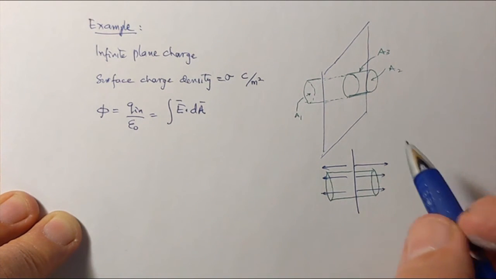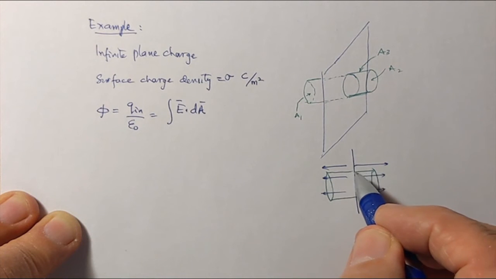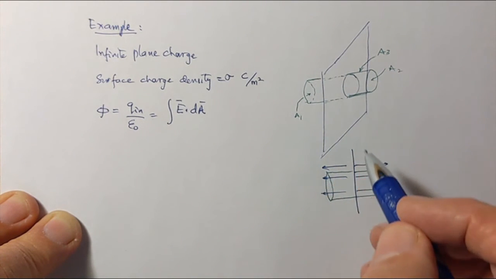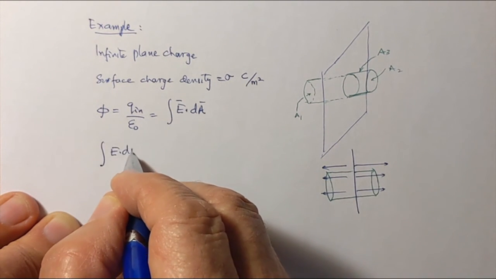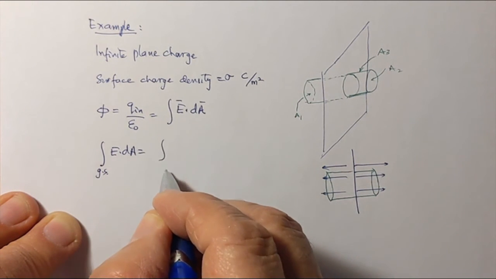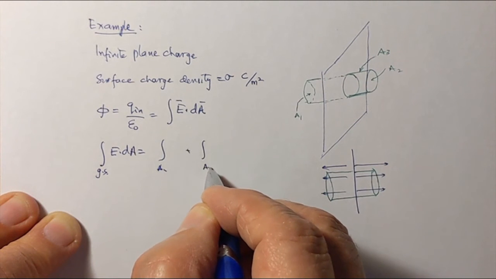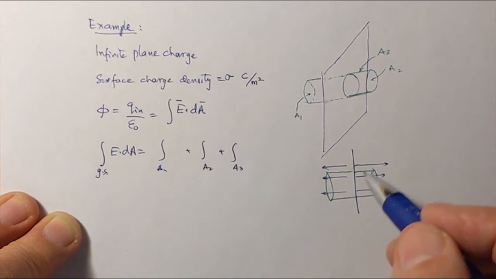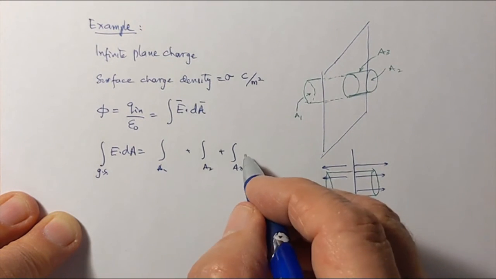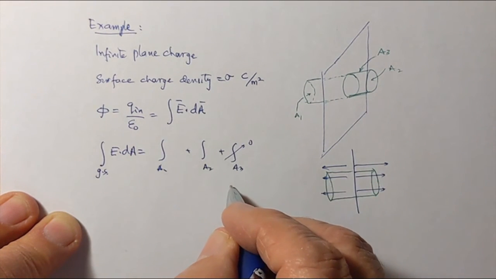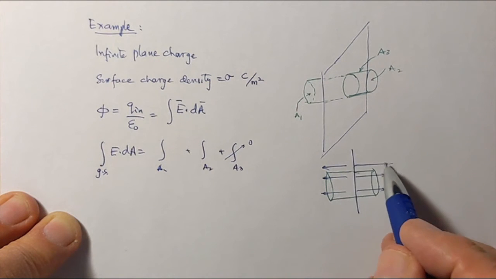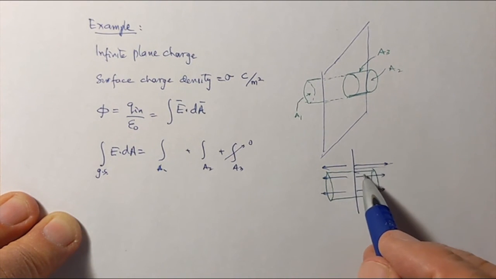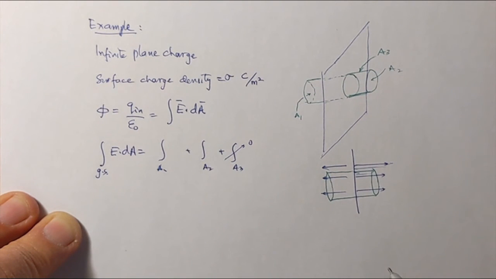Now, this electric field is parallel to this surface. So along A3, it's going to be parallel to A3, and therefore, if we change the integral of E dot dA over the entire Gaussian surface and write it as the integral over A1 plus an integral over A2 plus an integral over A3, then the integral over A3 is going to be 0, because the area is perpendicular to the electric field, or the plane of the area is parallel to the electric field. The electric field is either going to go over it or it's going to go under it. So this part is 0, and the other two will not be 0.